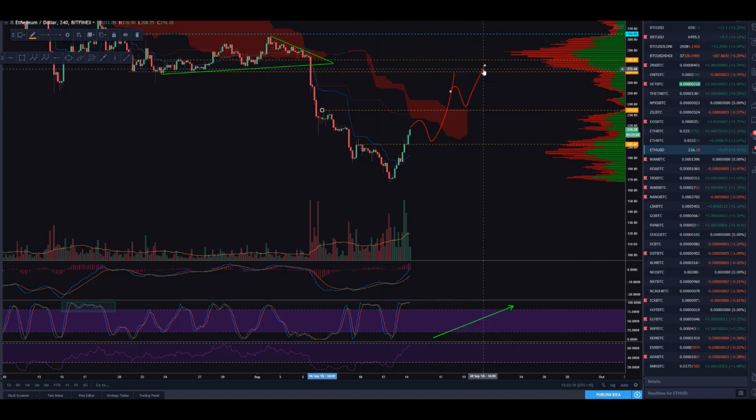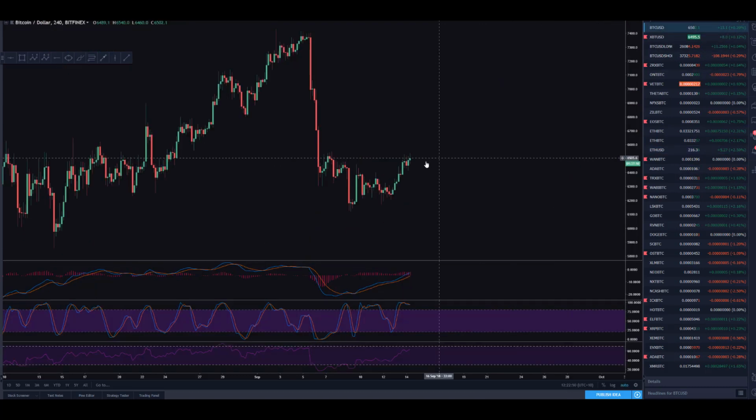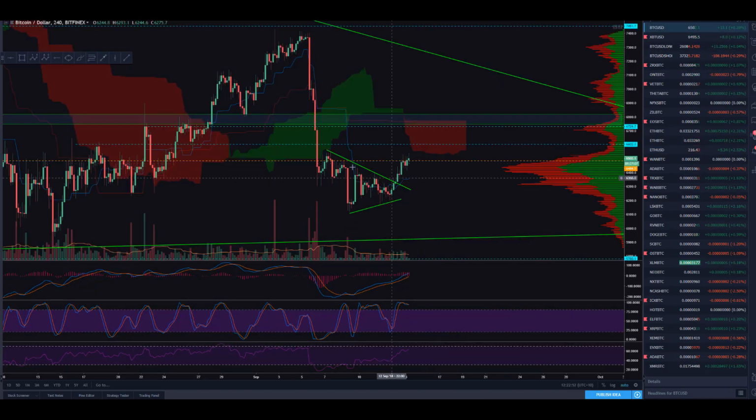I'm expecting this to possibly fail around this 270 mark and maybe come down for another reset. We could go deeper and challenge the 100 mark if Bitcoin breaks down as well and makes new lows. But it all really depends on Bitcoin and realistically what it's showing us here with this move.